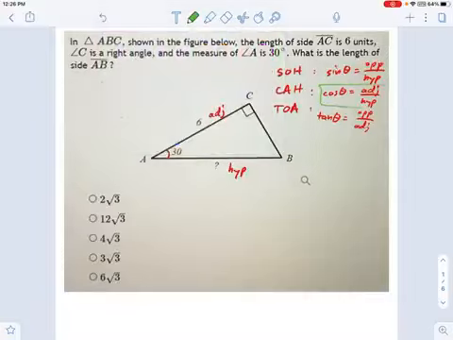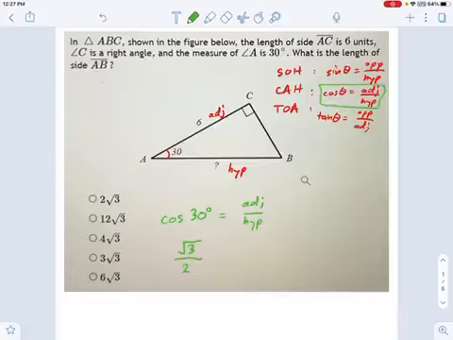So let's go ahead and set up what the cosine of 30 degrees is. Cosine of 30 degrees equals adjacent over hypotenuse. Now, if you remember what the cosine of 30 degrees is, that would be awfully helpful. You really should know that. It's one of the special angles. These things need to be memorized. The cosine of 30 degrees is radical 3 over 2.